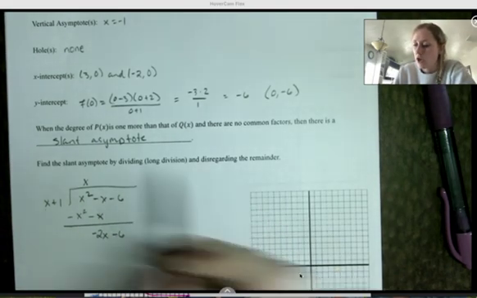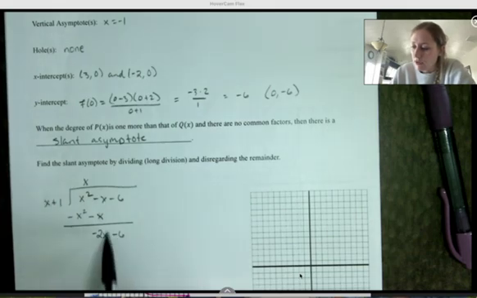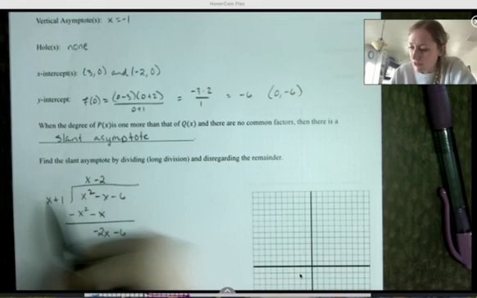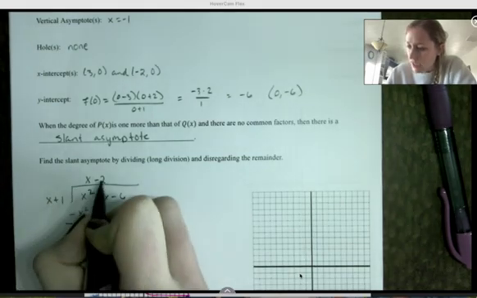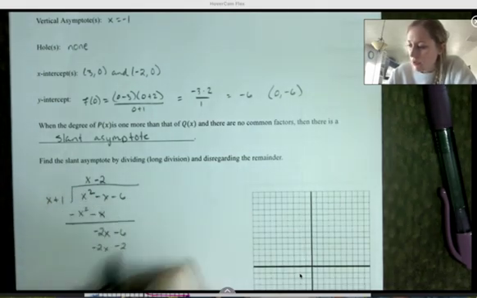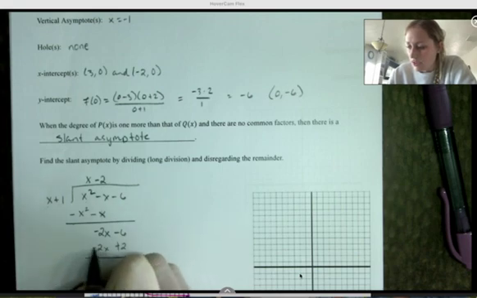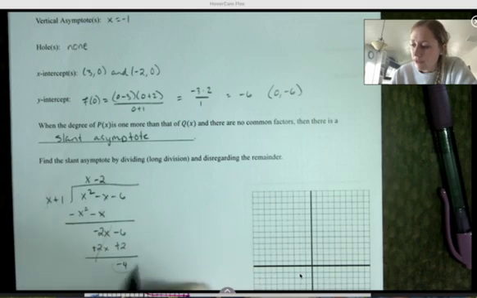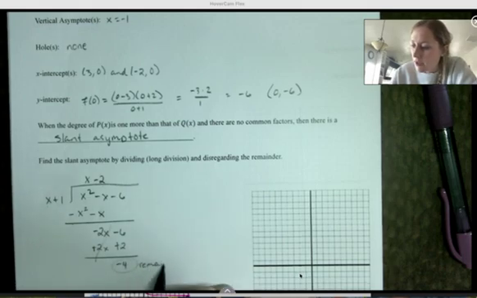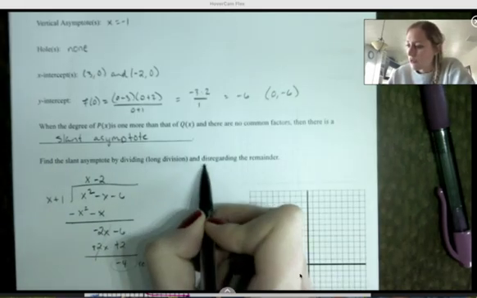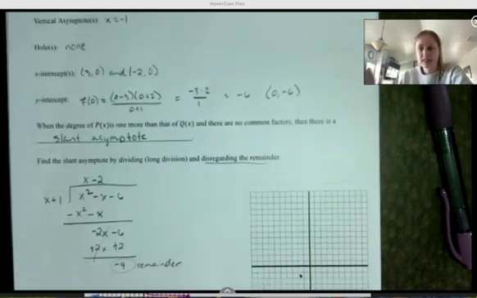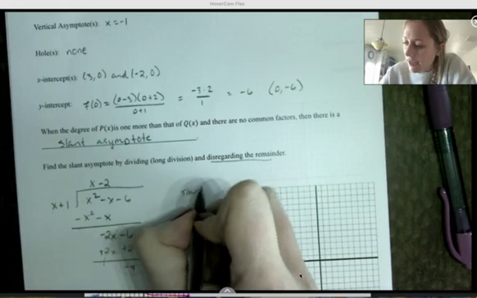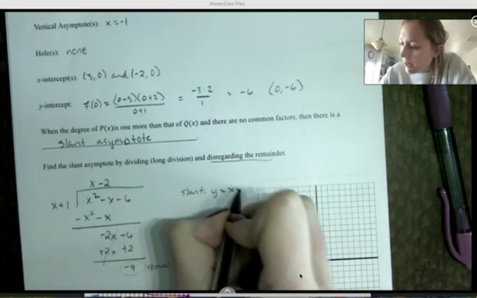Now I repeat. What do I have to multiply x by to equal -2x? We have to multiply it by x minus 2. -2 times x, -2x. -2 times 1 is -2. Draw the line, change the sign. That's going to cancel, and we're going to be left with -4. This is the remainder. But remember, it says we're going to disregard the remainder. So my slant asymptote is the line y equals x minus 2.